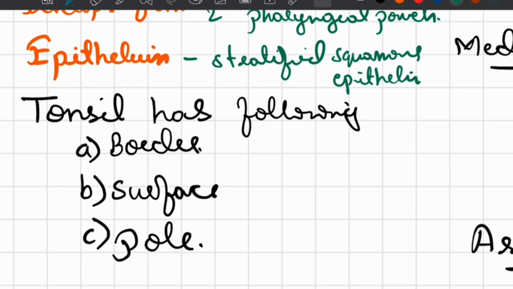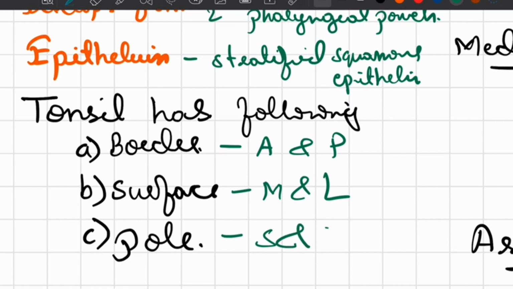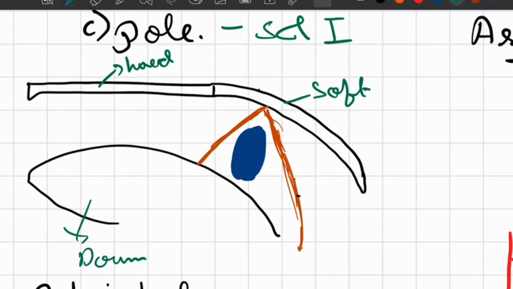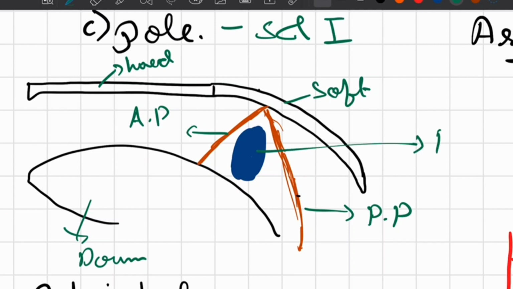The tonsil has two borders, two surfaces and two poles. The two borders are anterior and posterior, the two surfaces are medial and lateral, and the two poles are superior and inferior. Here we have taken an image of a sagittal section: this is the hard palate, soft palate, dorsum of the tongue, anterior pillar, posterior pillar, and this is the tonsil.